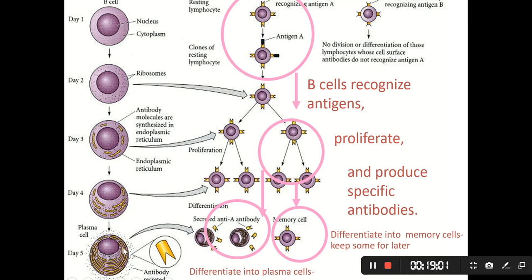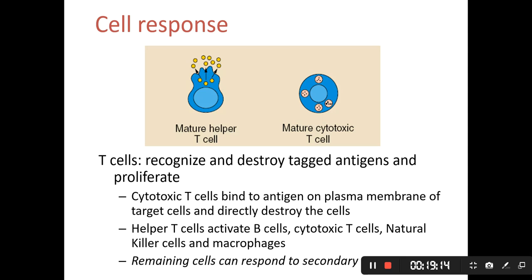So some of them are forming antibodies to fight, and some of them are forming the memory cells to keep them for later. Okay, this is how the B cells act against the antigen. Now what do the T cells do?